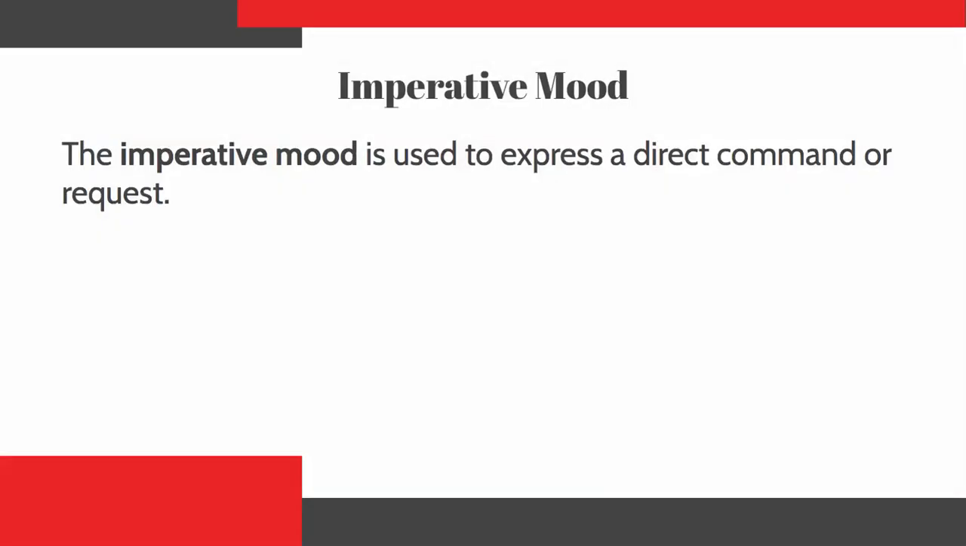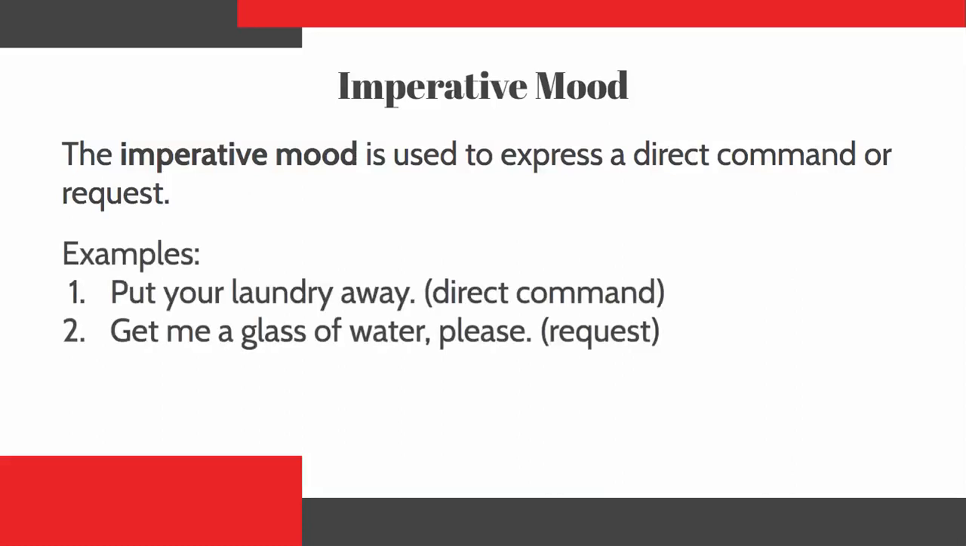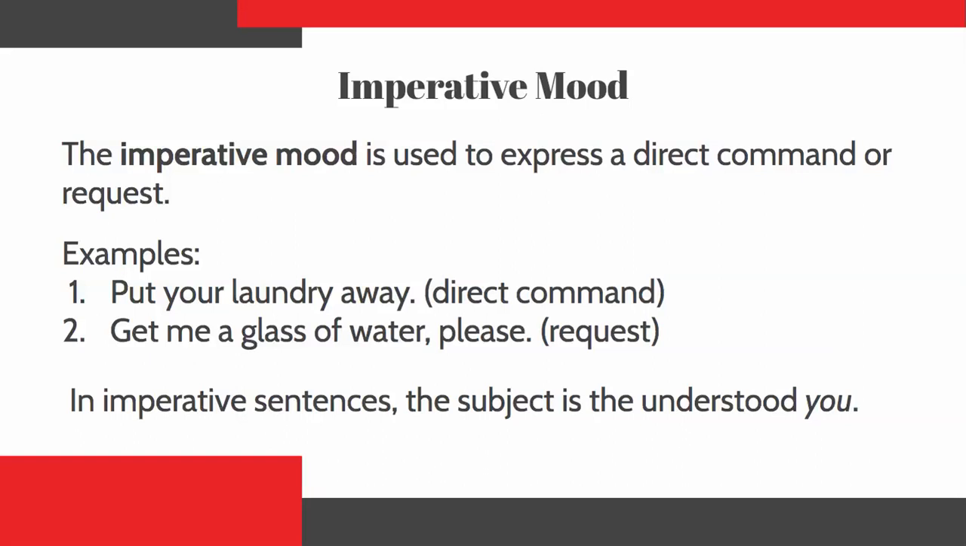The imperative mood is used to express a direct command or a softer request. Put your laundry away. It's a direct command. Get me a glass of water, please. Request. In an imperative sentence, the subject is the understood you. If you want more information about this, I suggest watching the video about classifying sentences by purpose, because that talks a little bit more about the imperative sentence structure.